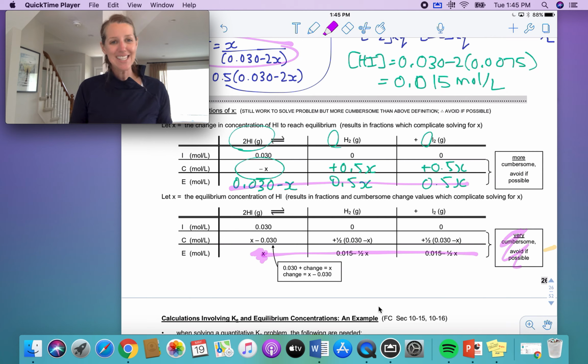All right, so this lesson is done now. We're finished with looking at an initial value of an ICE table, and in the next module this week, we're going to look at doing these calculations, and maybe we'll have to do the quadratic formula for one or two of them. Okay, thanks. Good luck, guys.